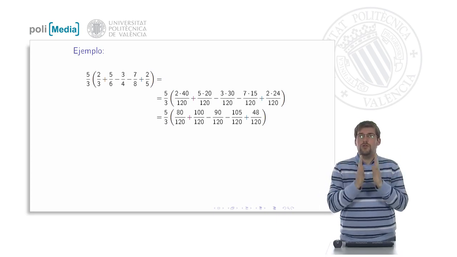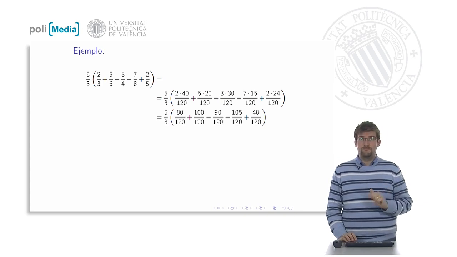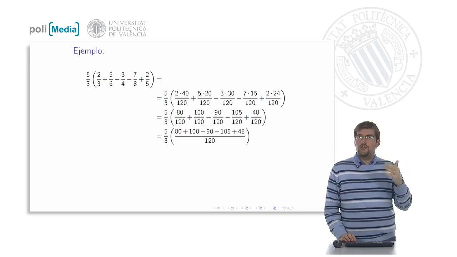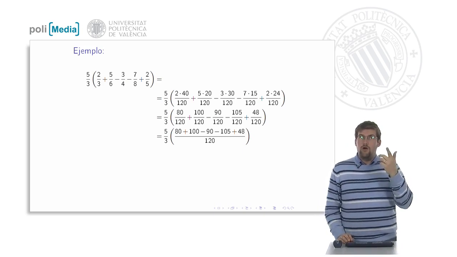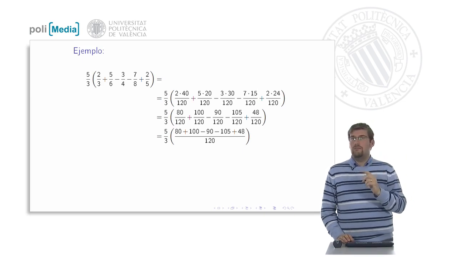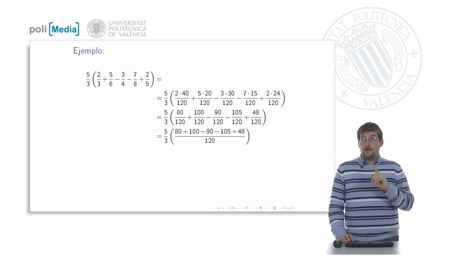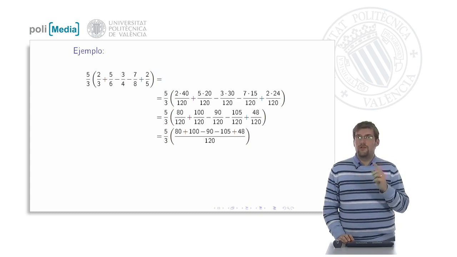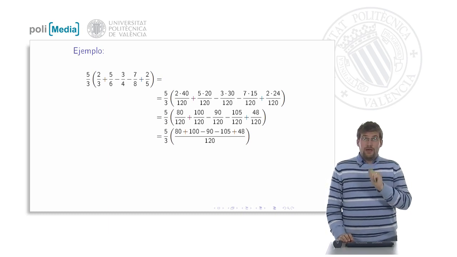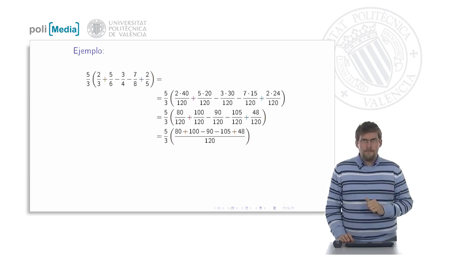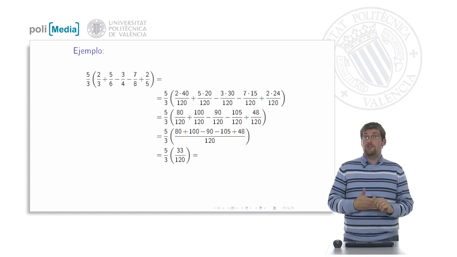As they are all the same, we can combine all these fractions into one, and therefore we have the 5/3 that we are carrying over, and inside the parentheses there is only one fraction, where we have 80 plus 100 minus 90 minus 105 plus 48. Remember that the signs between fractions actually affect the numerator, meaning that is the sign that the numerator takes. Once we reach this step, we simplify the numerator by performing the calculations, and we have 33 in the numerator and 120 in the denominator, all of which is multiplied by 5/3.